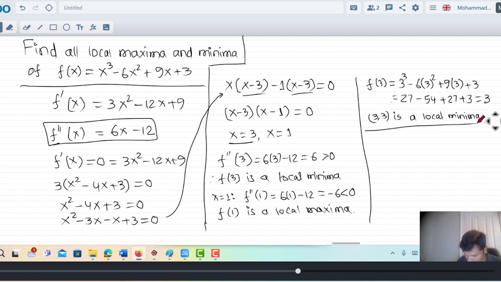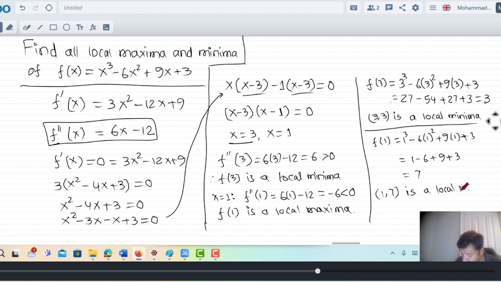Again, f(1) is 1 cubed minus 6 times 1 squared plus 9 times 1 plus 3, which is 1 minus 6 plus 9 plus 3, that is 7. So (1, 7) is the point, a local maxima. That's it.